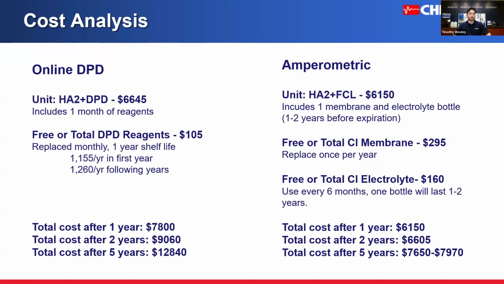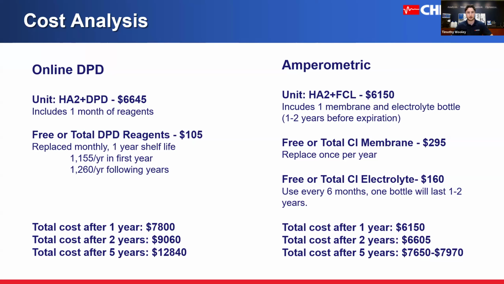After 1 year, you purchased 11 months' worth of reagents because it comes with 1 month included. After 2 years, you're going to be replacing about $1,200 worth of reagents in those following years. And as you can see, that adds up pretty quickly. We have about over $12,000 after 5 years would be your cost if everything is performing well, which we do expect it to.